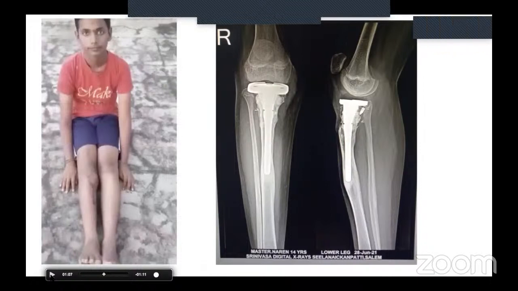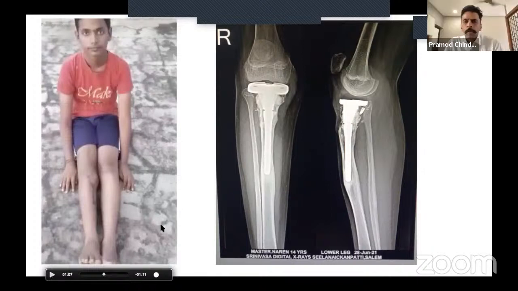Pramod, well done. Nicely done job. I've not seen one being done before, I've just seen the references. What do you think the long-term results are going to be? How are the articular cartilage and the poly of the tibial plate going to work in the long term? This is now 4.5 to, I think, 5 years.